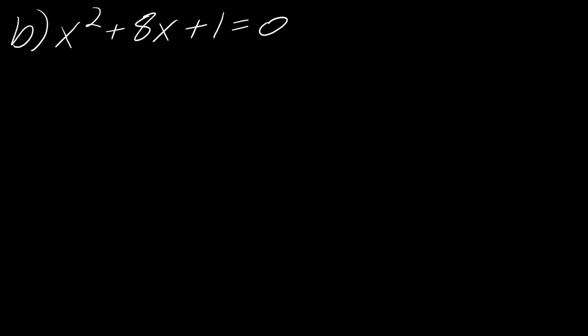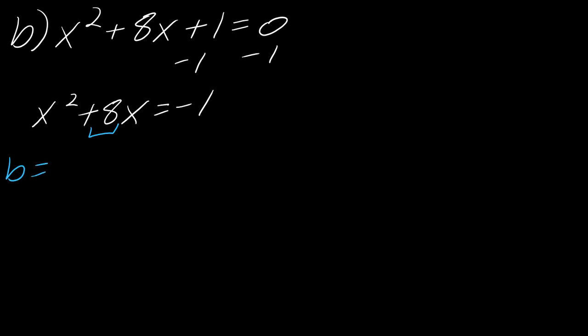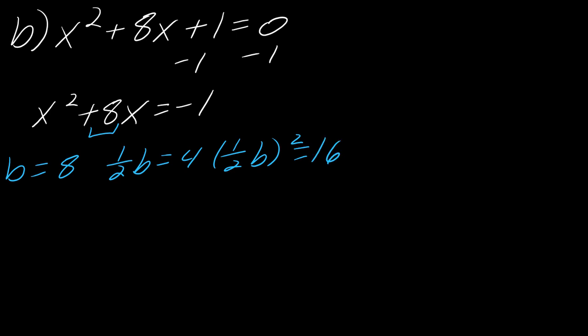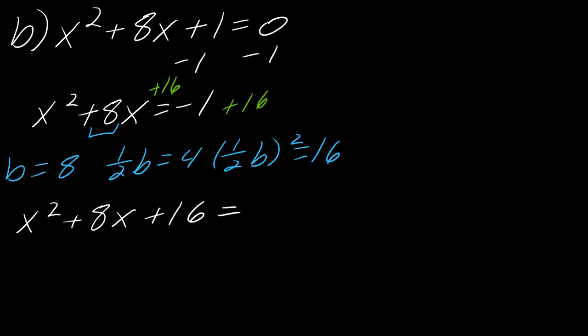So for B, like we said, this was completing the square. And so the first thing that we're going to want to do is get the variables isolated to one side. Okay, so now I need to take this part here. This is my B. My B is 8, so half of that is 4. And half of that squared, so 4 squared, is going to equal 16. So that 16 has to be added to both sides of this equation. So this is going to be x squared plus 8x plus 16. And then on this side we have -1 plus 16, so that will be 15.